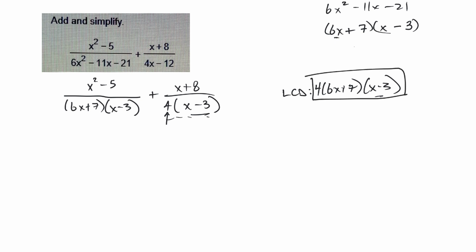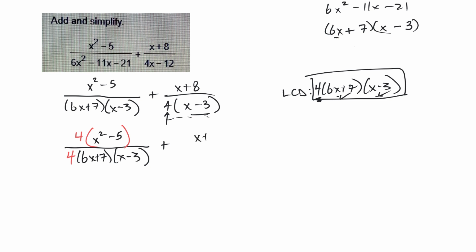So I need to make each one of them so that they have that denominator. So I have x squared minus 5. Currently I have 6x plus 7 and an x minus 3. So I compare with my common denominator. I have this and this. I don't have that. So I need to put a 4 there. If I put a 4 on the bottom, I also have to put a 4 on the top. Okay, that one's feeling good.